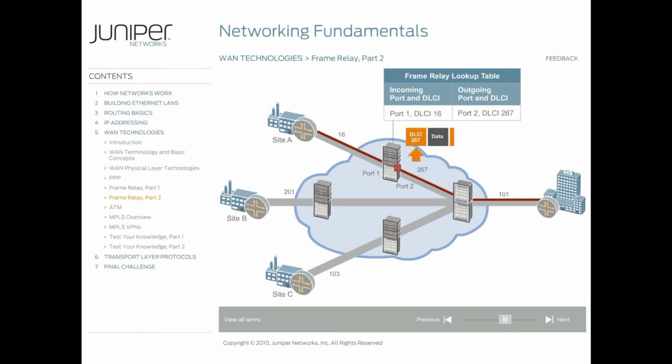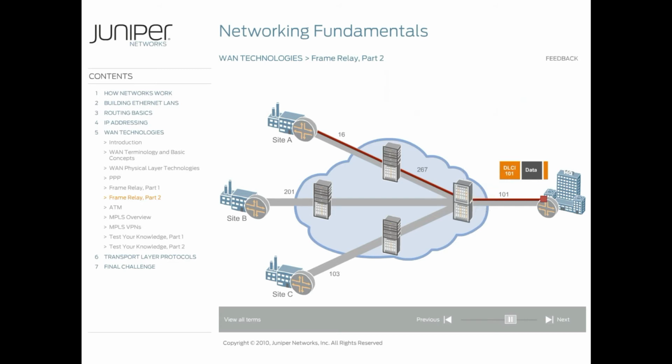The switch changes the frame's DLCI number and forwards the frame to the next switch. This switch knows the segment it just received data on as port 1 DLCI-267. Its table indicates that the data should be sent out on port 4 DLCI-101. Again, it changes the frame's DLCI number. Then it delivers the data to the destination router on the frame relay network. Notice that the frame relay switches examine only the frame relay header, not the IP header, to make a forwarding decision.